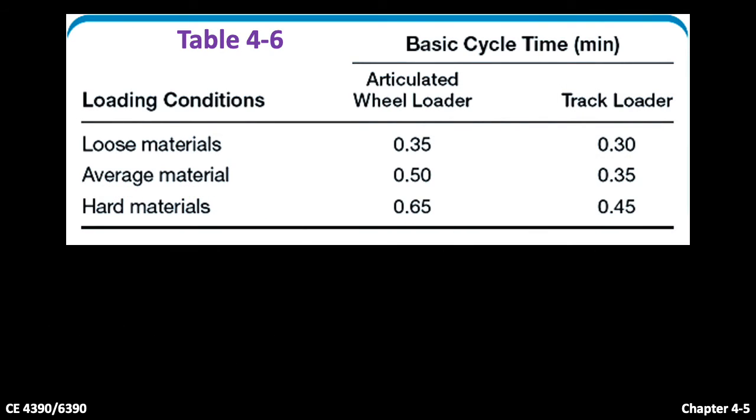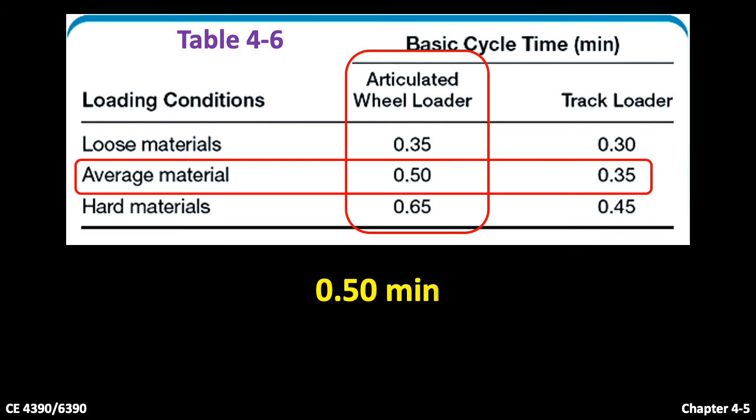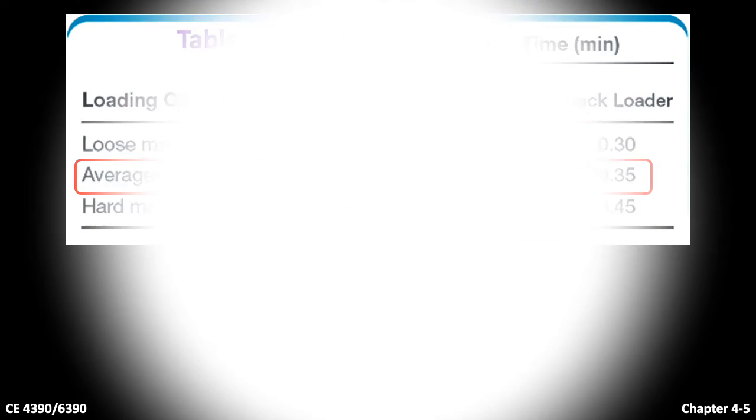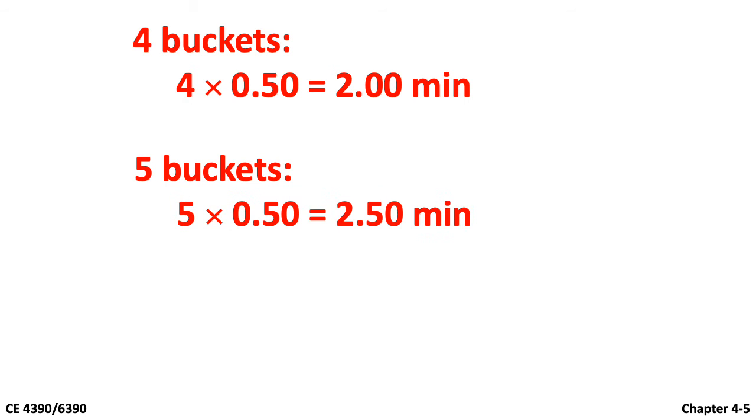So this is table 4.6. Assume the average loading condition, and given the wheel loader, the basic cycle time of the loader is going to be 0.5 minutes. So if you use 4 bucket loads, the total loading time is 4 times 0.5, or 2 minutes. If you use 5 bucket loads, it is 2.5 minutes.